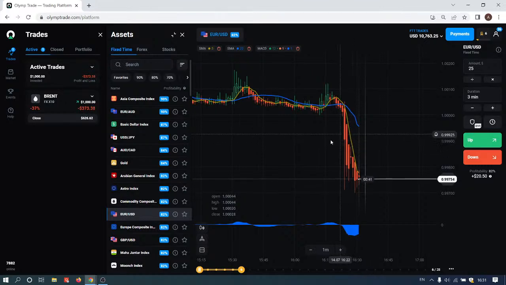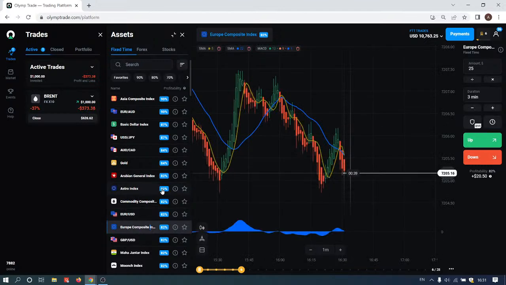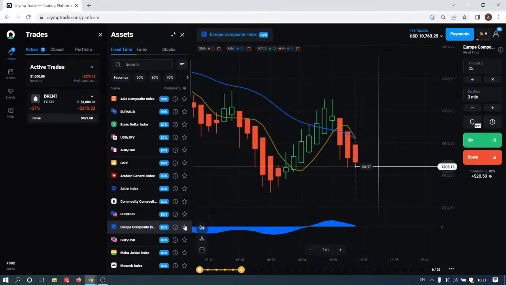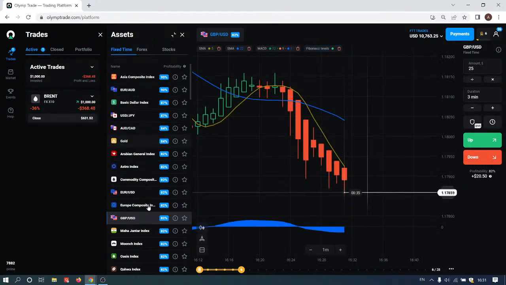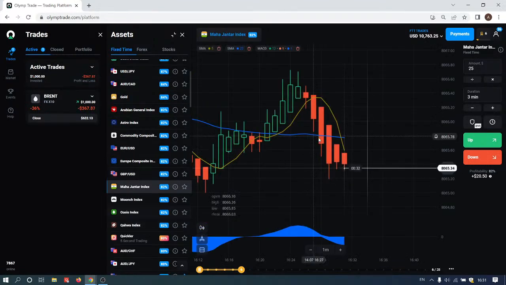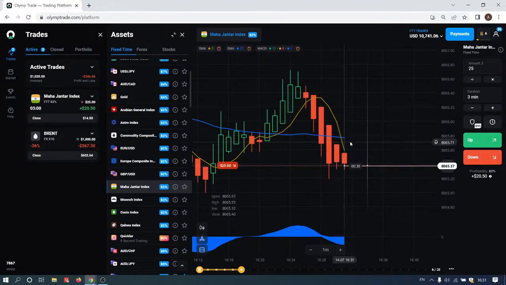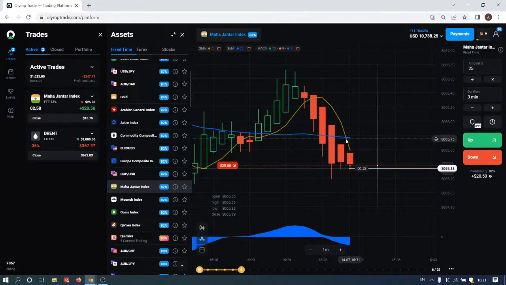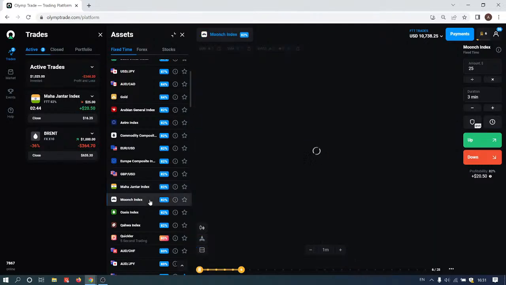At the same time, let's keep searching for more signals according to our Horizon strategy. All right, Mahajantar index. I guess everything is clear and obvious. The crossing is there. We have these red Heikin-Ashi candlesticks, and the MACD area is under the zero line, so that's a signal for a down trade.